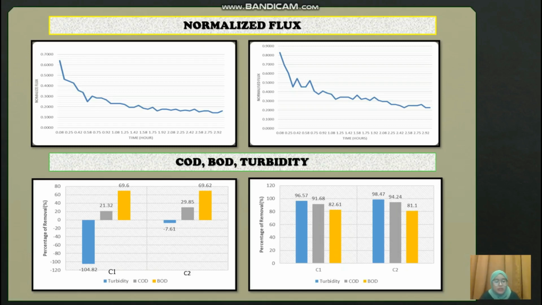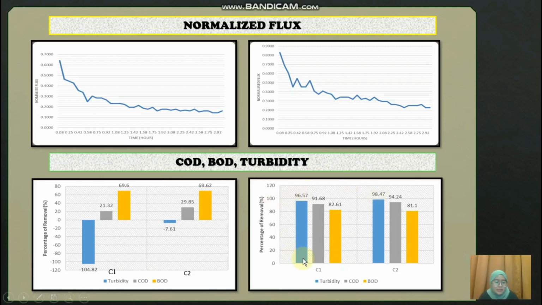So the zinc oxide clay for cycle 1 and cycle 2 have almost the same percentage of BOD removal, while for percentage of COD removal, zinc oxide clay at the second cycle shows a better performance compared to the first cycle. And for turbidity removal, the data between the zinc oxide clay at cycle 1 and cycle 2 show a wide gap, where zinc oxide clay at the second cycle has the higher percentage removal.